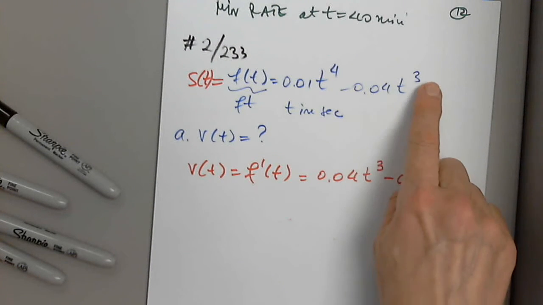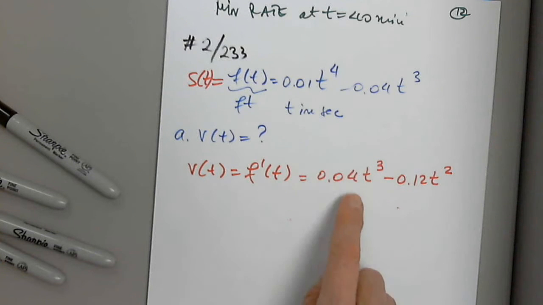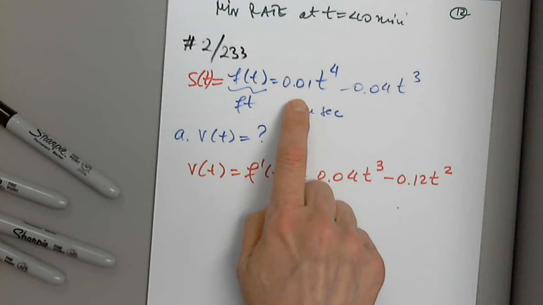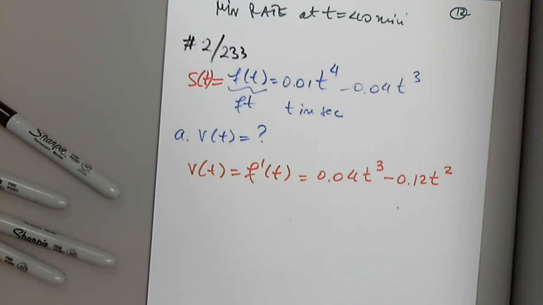I bring down 3 and subtract 1 from the power. I bring down 4 and subtract 1 from the power. Okay. And I have to multiply by 0.01. Is that okay, everyone? Okay, perfect. Part B, they say, what is the velocity after 3 seconds?